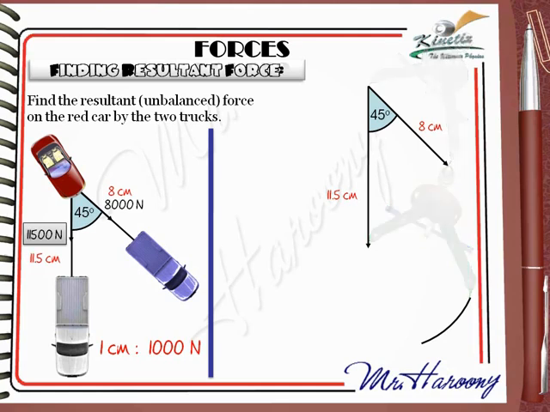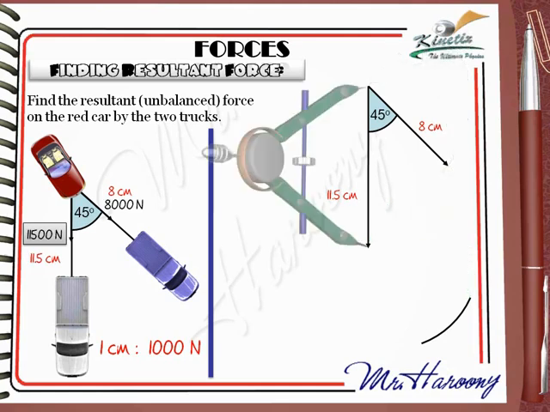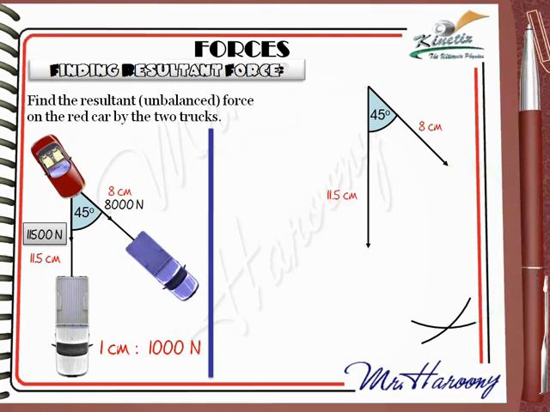Now open the compass to just fit the length of the 11.5 centimeter arrow. Move the compass to the shown position and draw another arc. Note that the two small arcs intersect in a point. This point is the close of the parallelogram. The diagonal of the parallelogram you got is your resultant force.